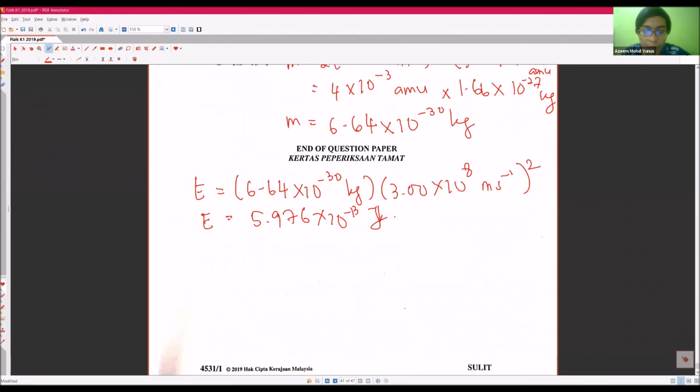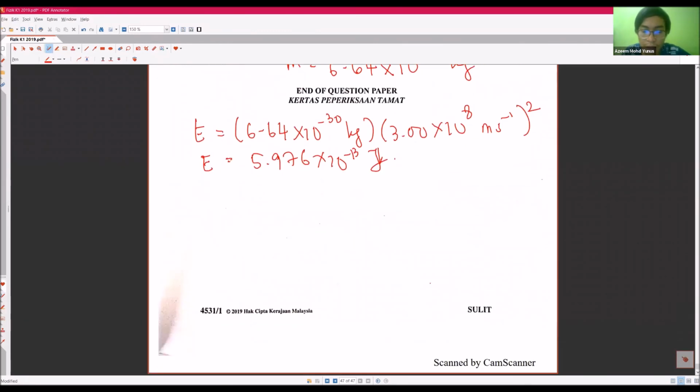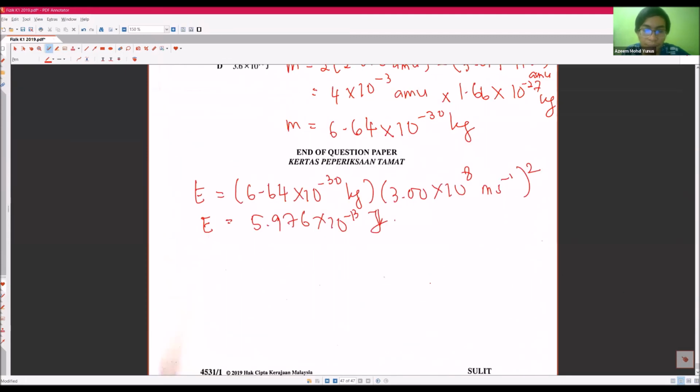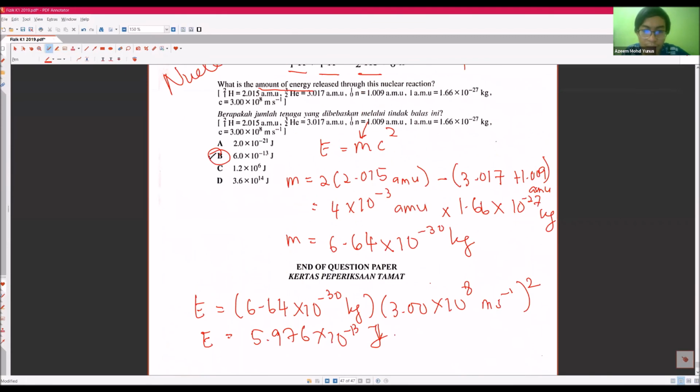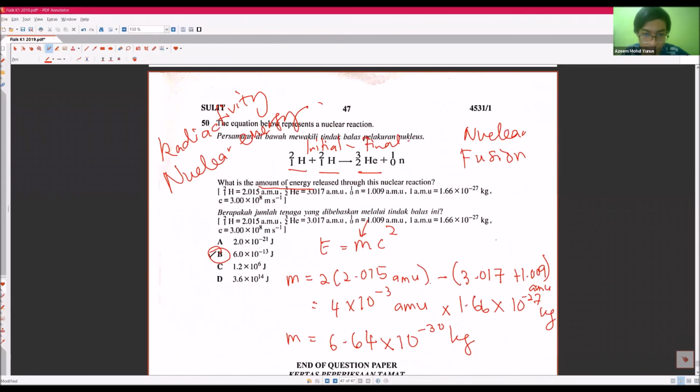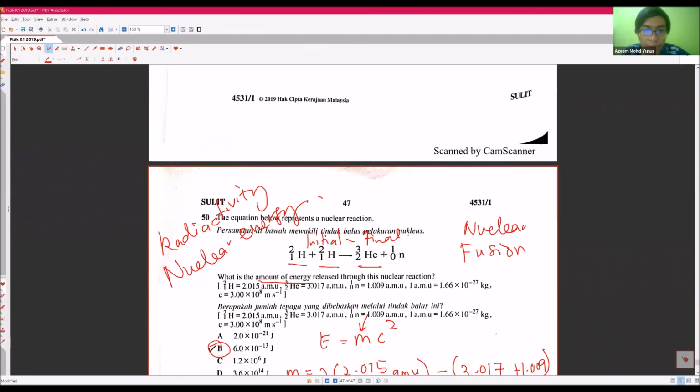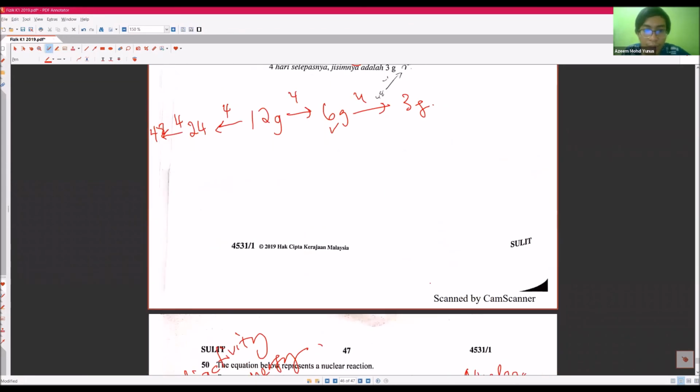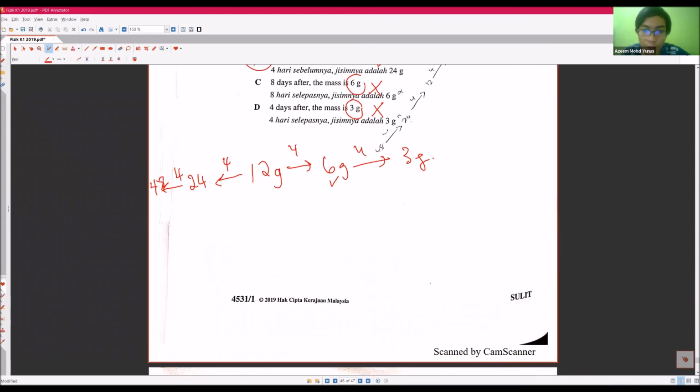So make sure that your calculator has enough battery. If you need a replacement, make sure that you get it early. And then you need to know which formula you have to use for which question.